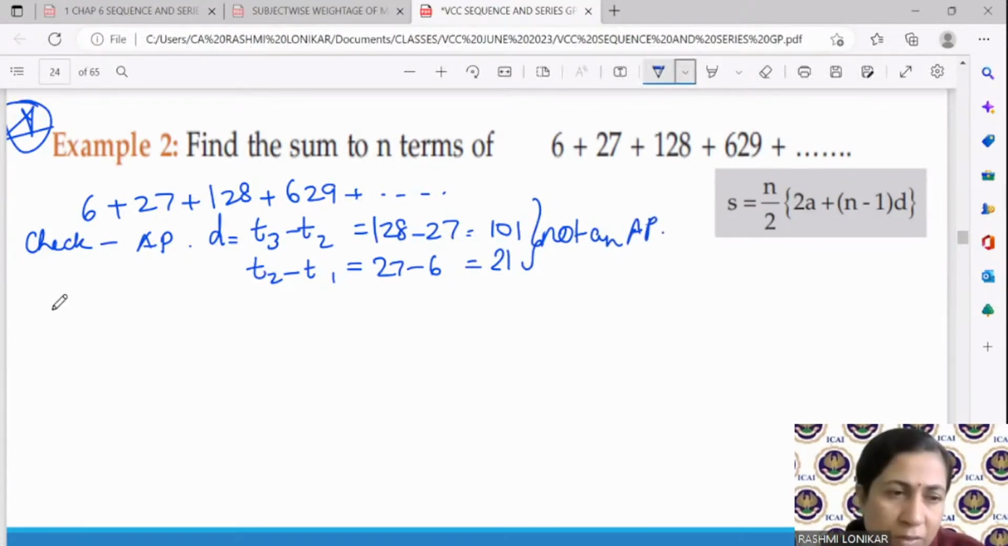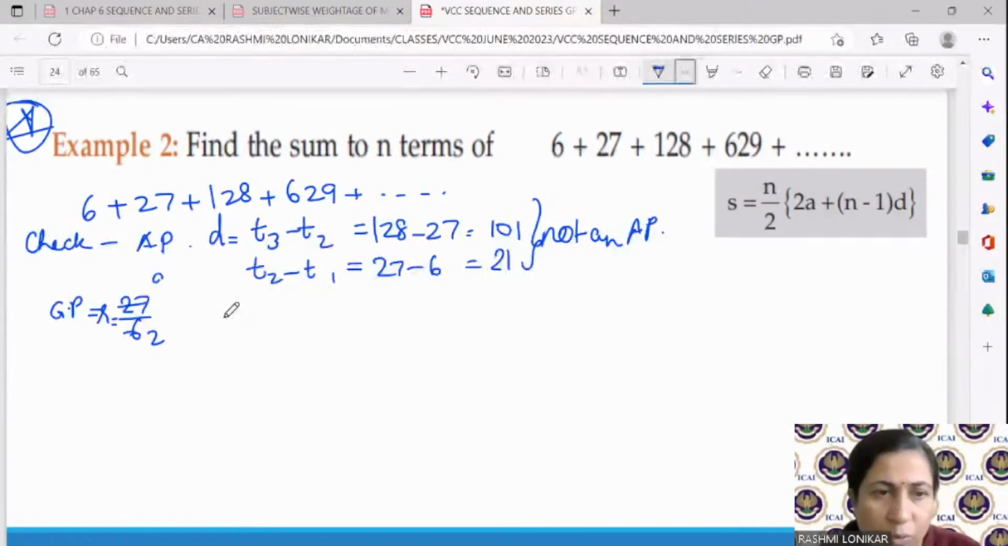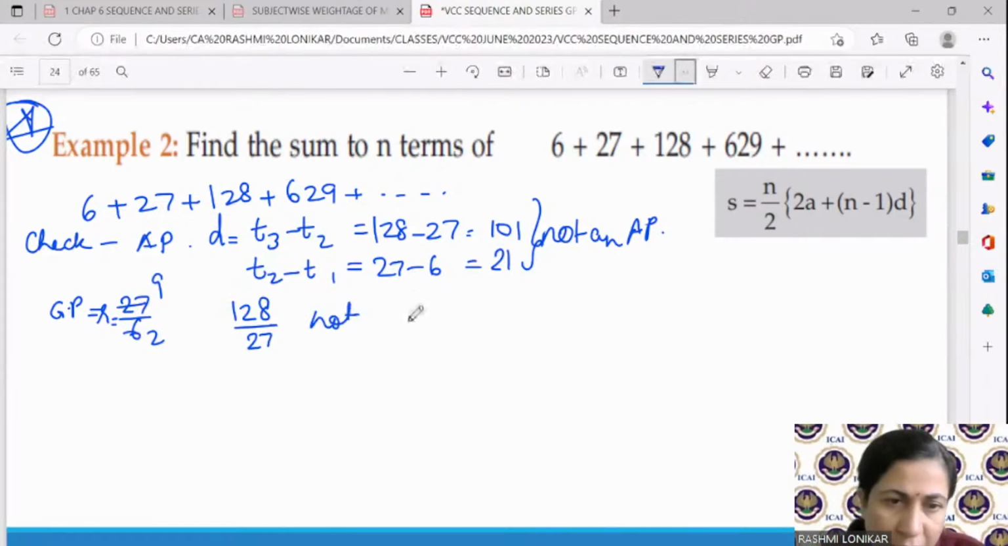Now, I have to check whether it's a GP. The ratio R should be equal to 27 upon 6. So, this is 3 2s are 3 9s are 9 by 2. And then 128 upon 27. So, again, not a GP.